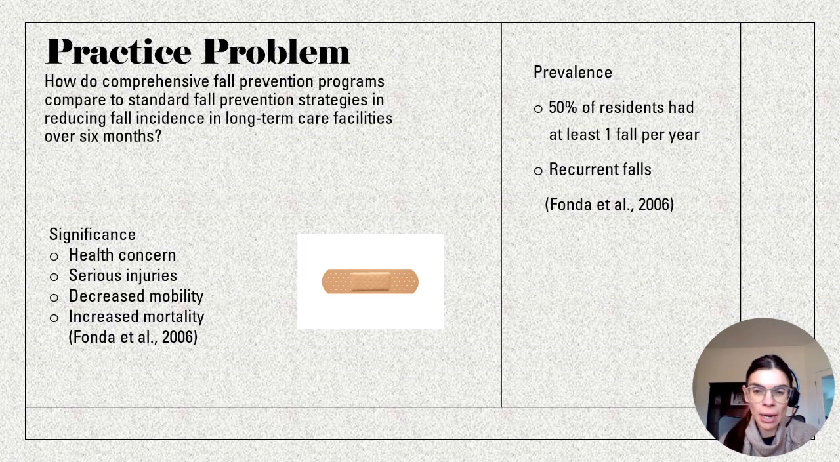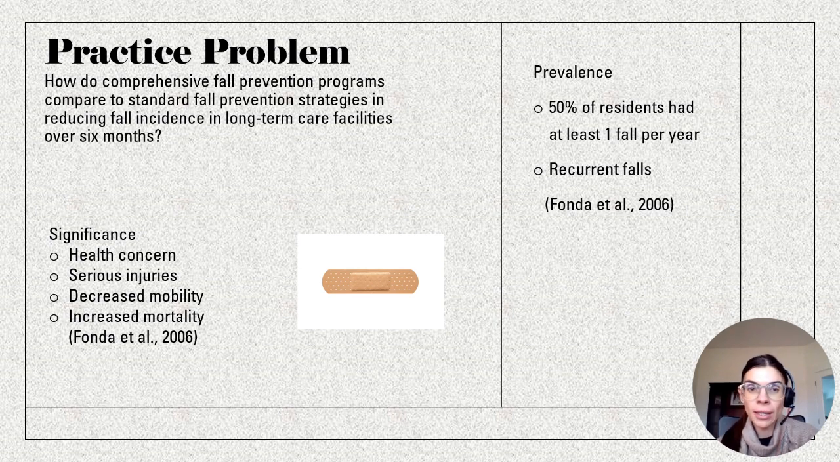The practice problem I came up with is how do comprehensive fall prevention programs compare to standard fall prevention strategies in reducing fall incidents in long term care facilities over 6 months? This was inspired by a lot of the literature that I found during research.